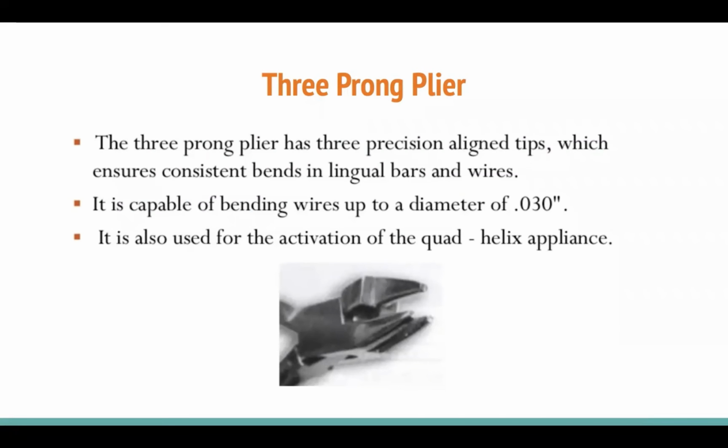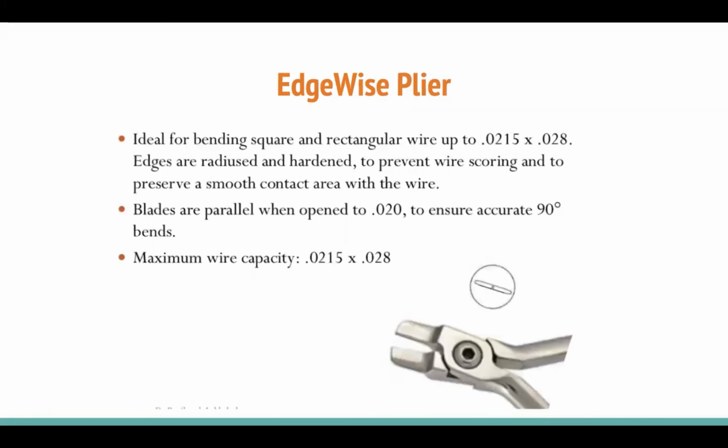Prong plier. This is also a very useful plier. You use it to make the retainer wires. It has 3 precision aligned tips which ensure consistent bends in the lingual bar and wires. It's capable of bending wire up to a diameter of 0.03 inches. It is also used for activation of the quad helix appliance. So for making the retainer wire and for activation of the quad helix, you can use this 3-prong plier.